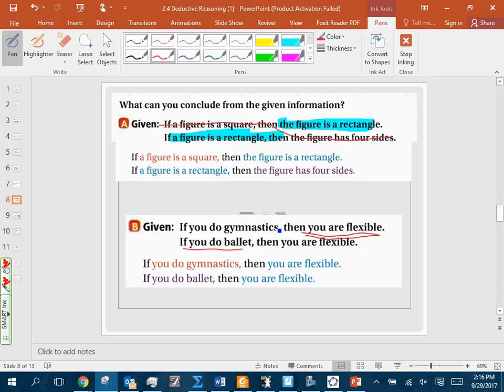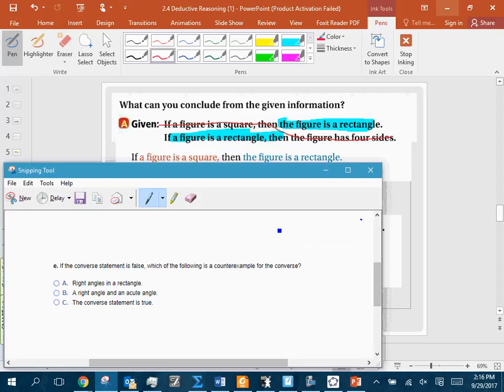The next thing you want to do, so if they didn't match up that way, that top conclusion did not match the bottom hypothesis.